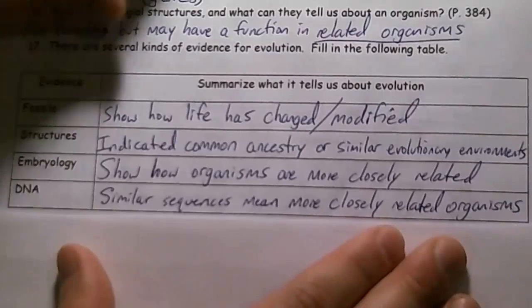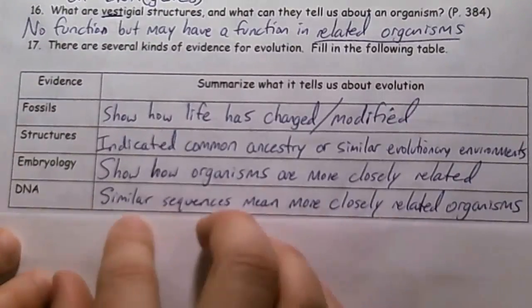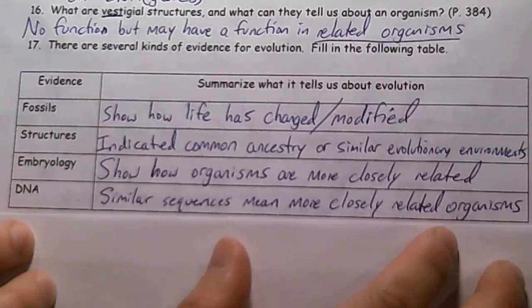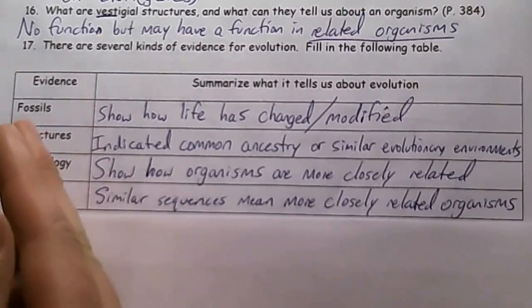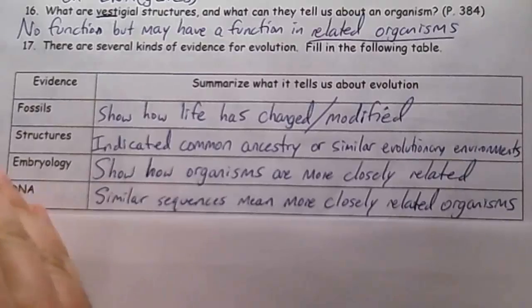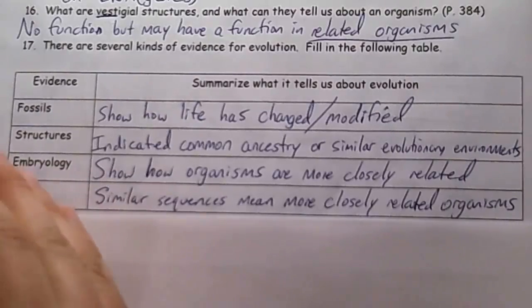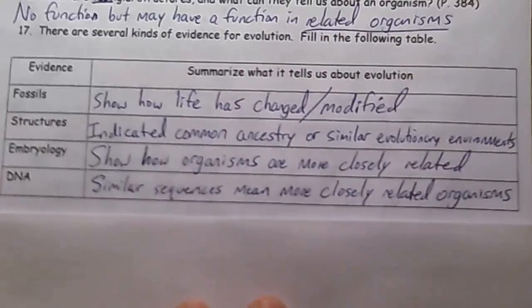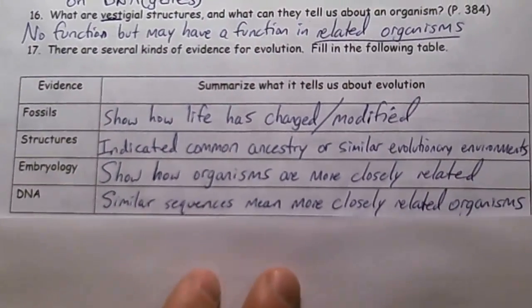DNA, how does that help to explain evolution? Well, similar sequences mean more closely related organisms. So just directly looking at the DNA sequence of organisms, the closer the relation is, the more closely related organisms are. The farther apart the DNA is, the farther apart the organisms are related to one another.